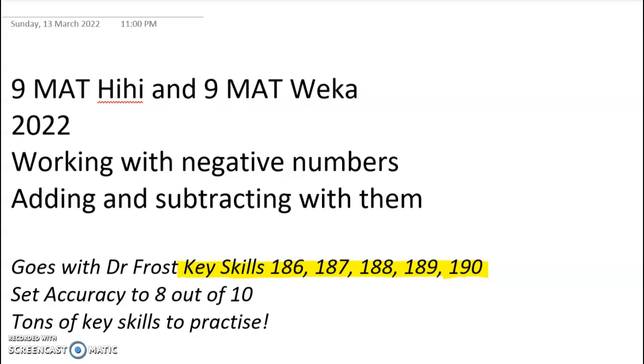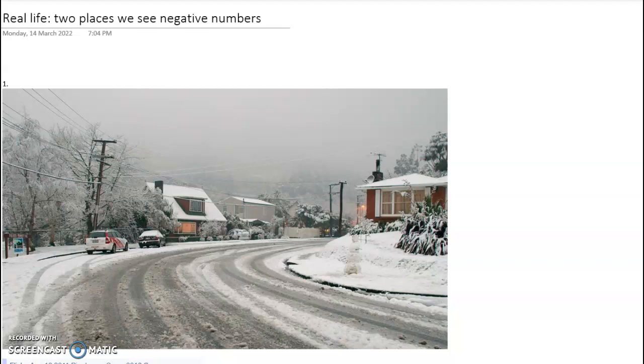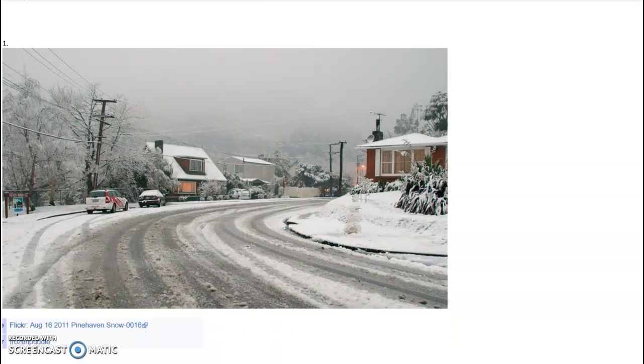So negative numbers sound like they might be quite hard, but they come up in real life all the time. The first place that we see negative numbers is with temperatures, right? And in New Zealand, it doesn't get to negative numbers too often, but in other countries like the United States or Switzerland, it does go below zero. So this photo here is of Upper Hutt, and that's back in 2011 when it snowed. Pretty sure that it would have gone below zero, maybe a tiny bit around that time.